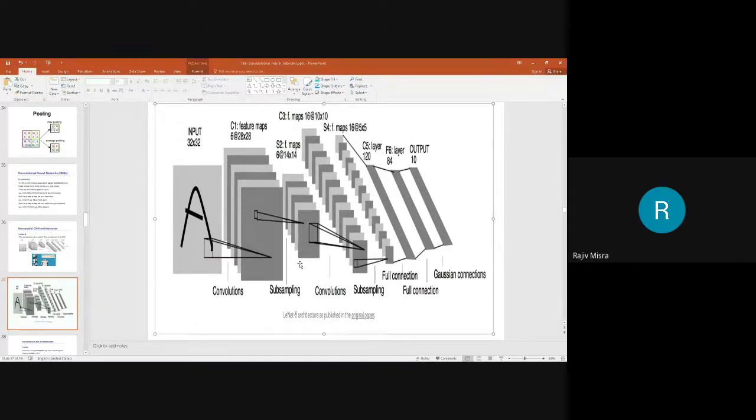And then you have the fully connected layer, and out of the fully connected layer, you will get the classification. So the classifier using softmax function will give you 10 different outputs. So that is what is shown over here.